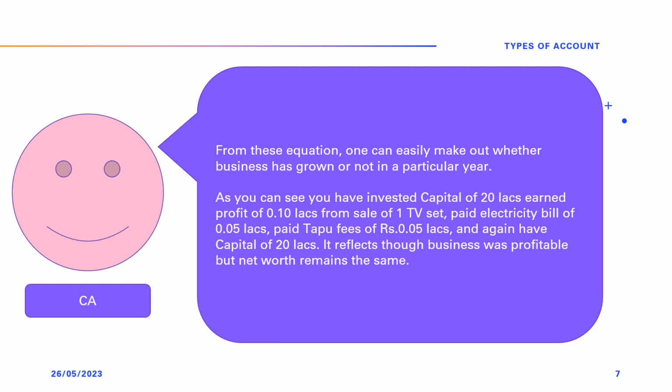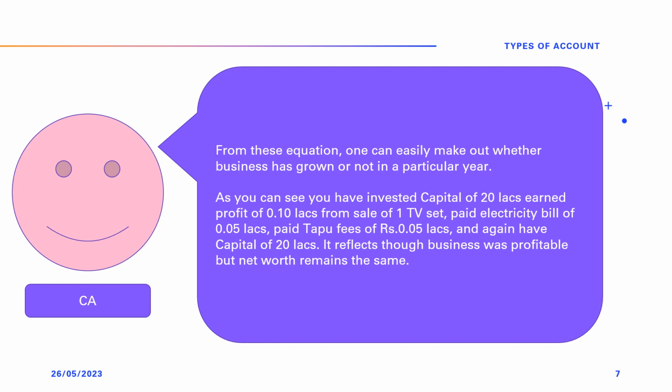Now, after recording all the transactions, we can see whether the business has grown or not. If you notice, Jethalal had invested rupees 20 lakhs into the store and he earns rupees 10,000 from sale of one TV and also paid rupees 5,000 electricity bill. So his capital after these transactions will be rupees 20 lakhs 5,000, which is a good sign that his business is growing. But on the other hand, he has withdrawn 5,000 rupees for Tapu's fees.